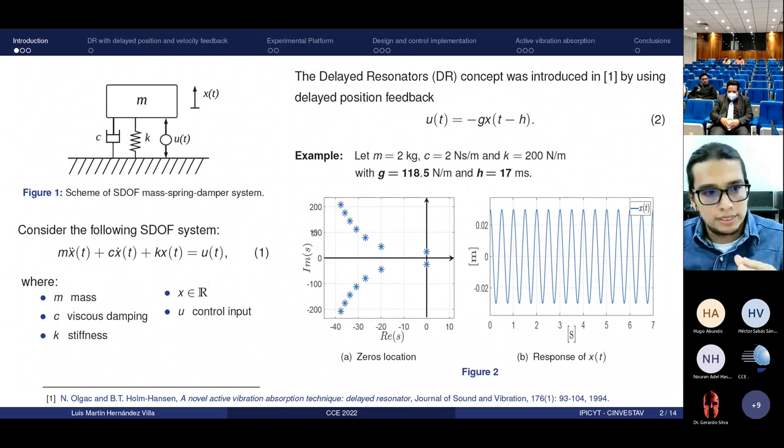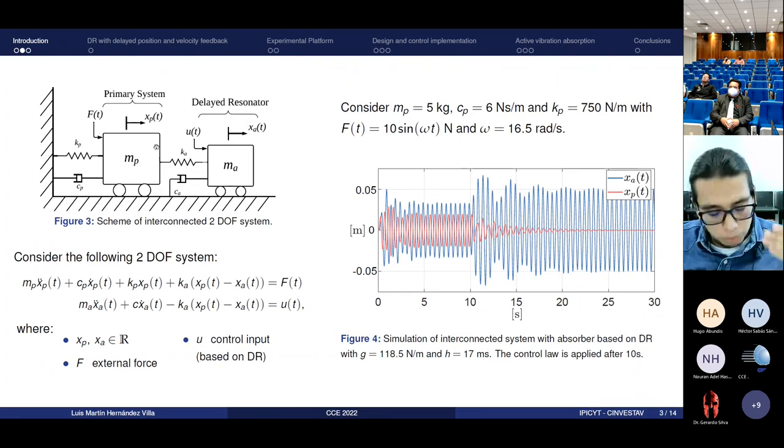So once the single degree of freedom system behaves in an oscillatory way, despite the existing damping, it can be used as an ideal dynamic vibration absorber when it's interconnected to a primary system. As we can see in figure 3, we have the primary system interconnected to a secondary system based on a delayed resonator. Here, in this case, F is the external force acting on the primary system.